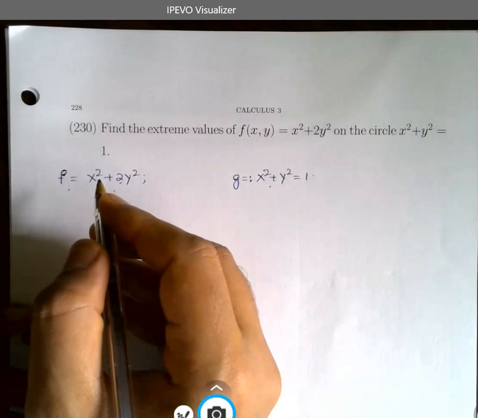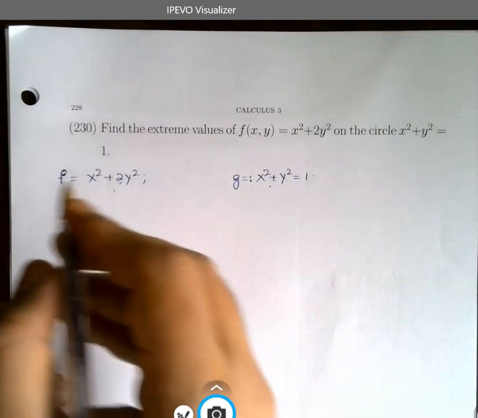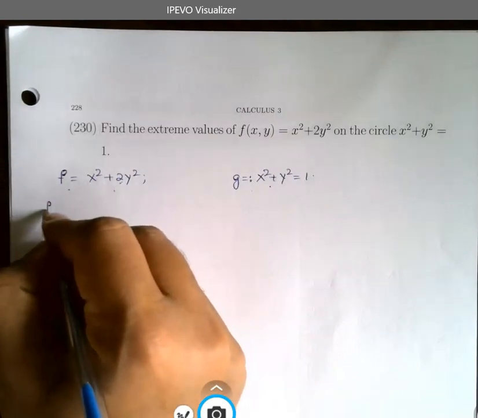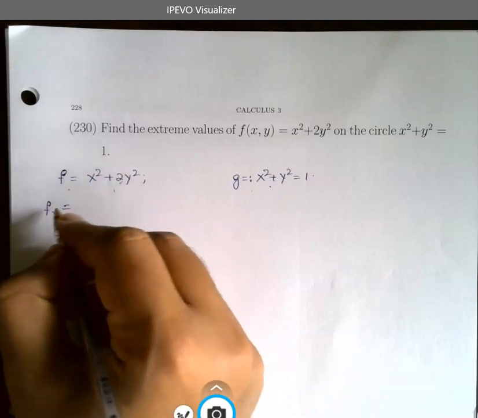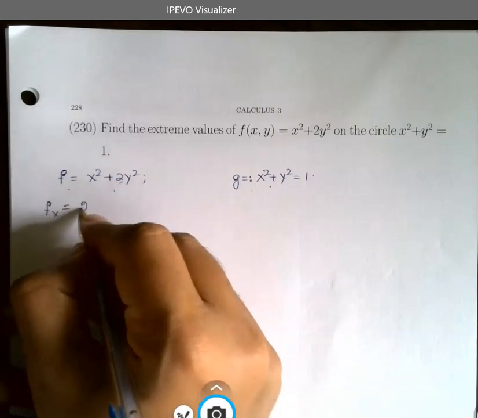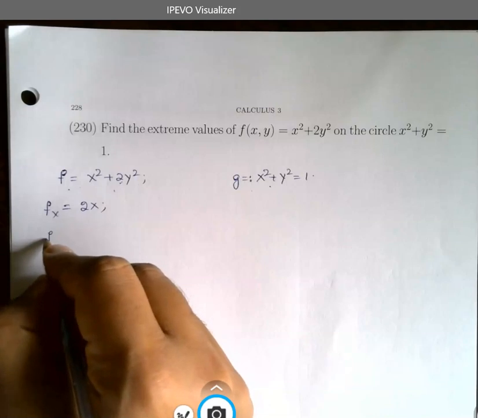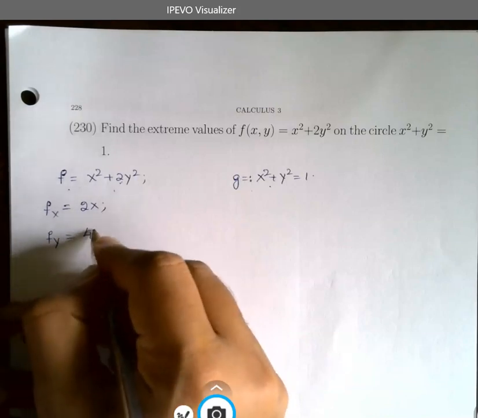So using the method of Lagrange multipliers, let's find the gradient of f. For that you need fx, the partial derivative of f with respect to x. That's going to be 2x. fy is going to be 4y.